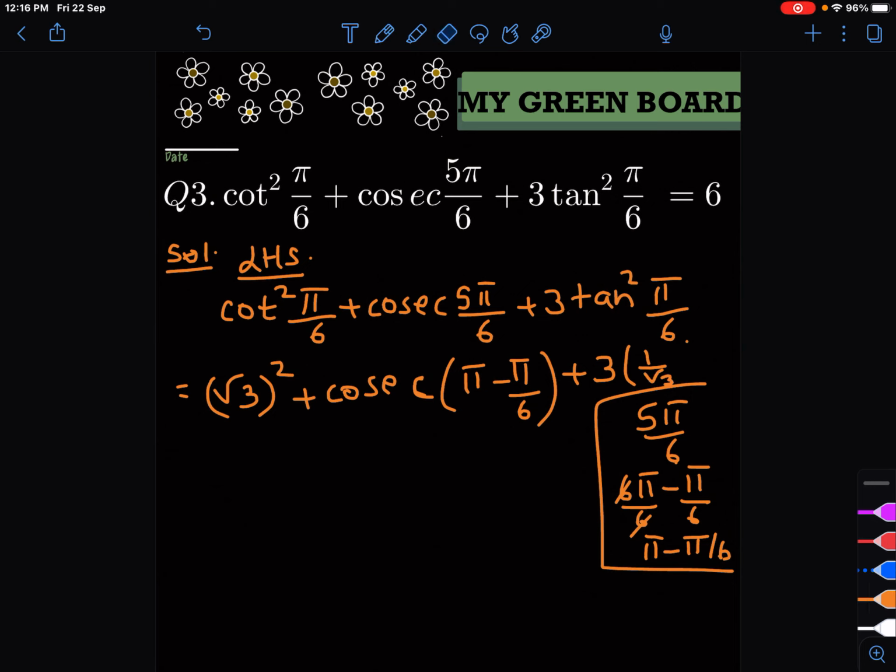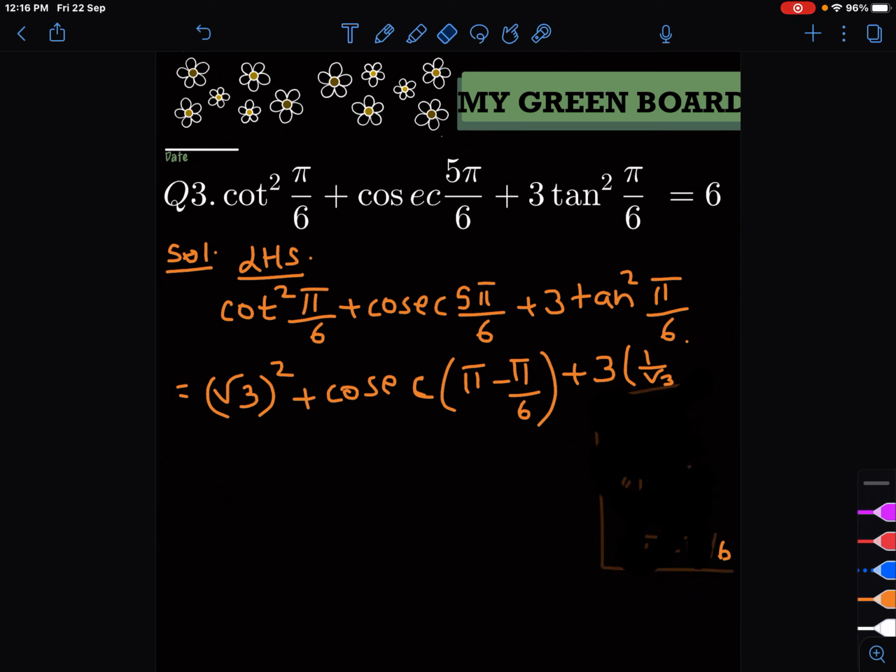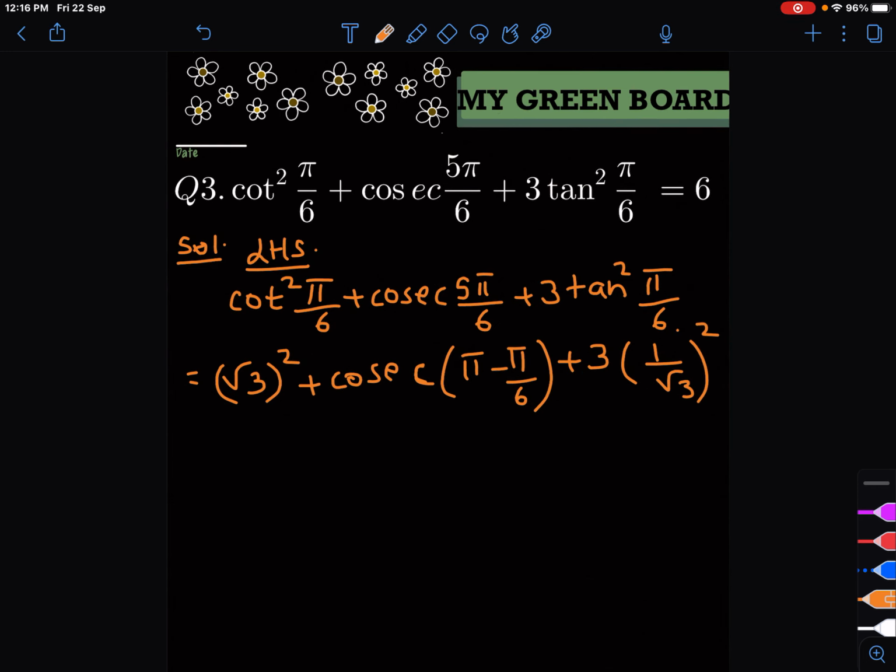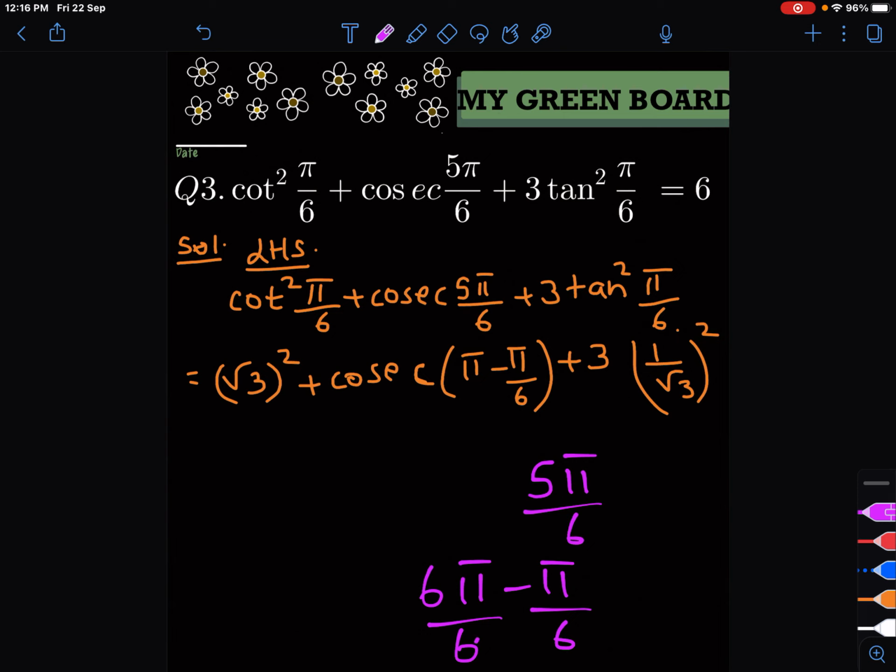1 by root 3 the whole square. Got it children? And we are just splitting this 5 pi by 6 into pi minus pi by 6. You know the value of 5 pi by 6 will become 6 pi minus pi, over 6. I am just dividing both sides by 6 so that it gets cut and we are getting pi minus pi by 6.